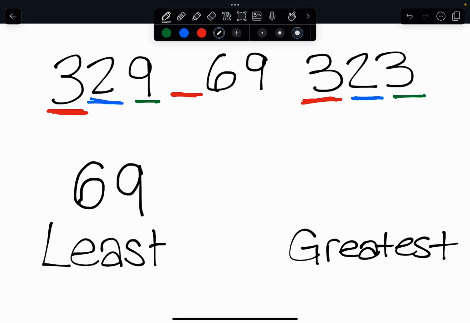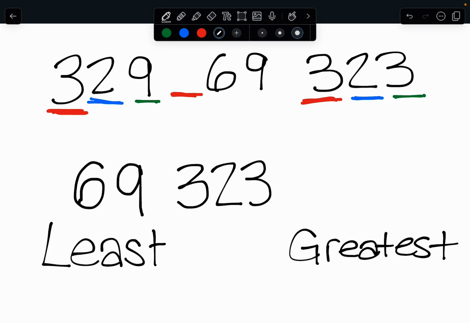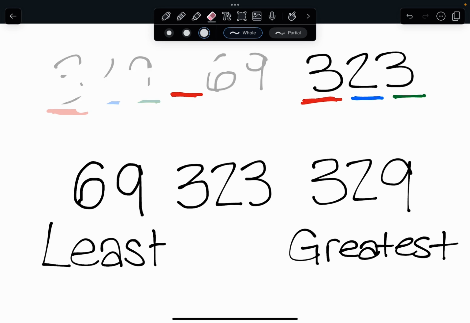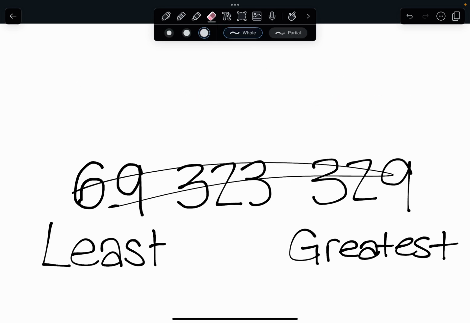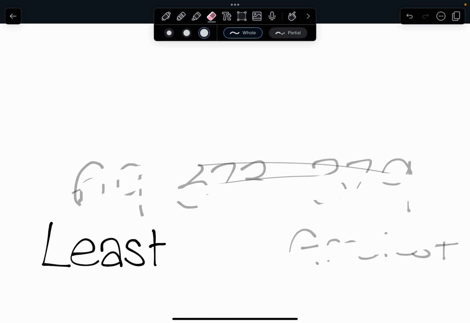So if we want to look for the next smallest number, we would get 323 because 3 is smaller than 9. Then our biggest number would be 329. So we've put these in order from least to greatest. We're going to do one more example. This should be a review, like I said, of what we did last chapter 2.